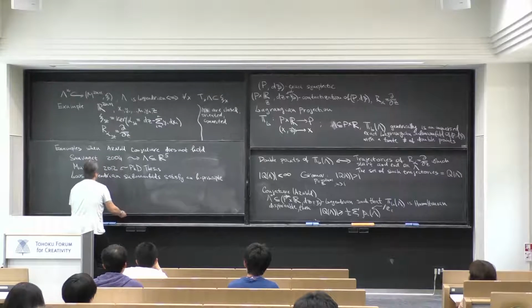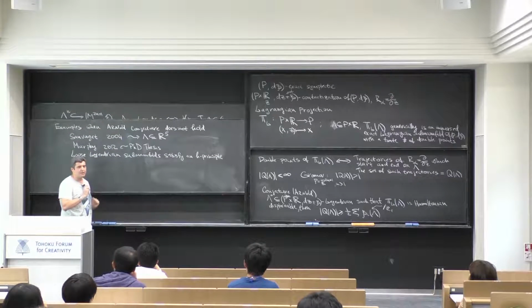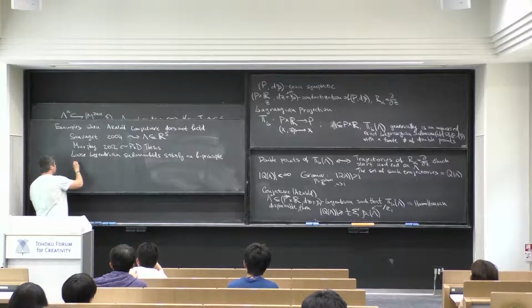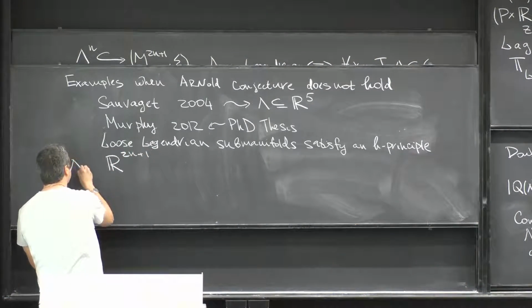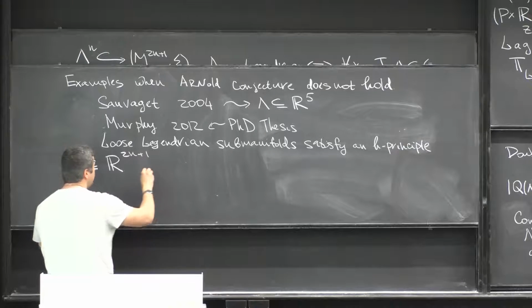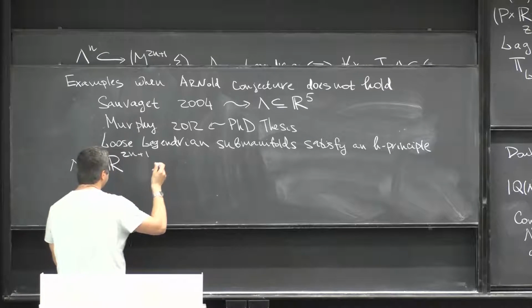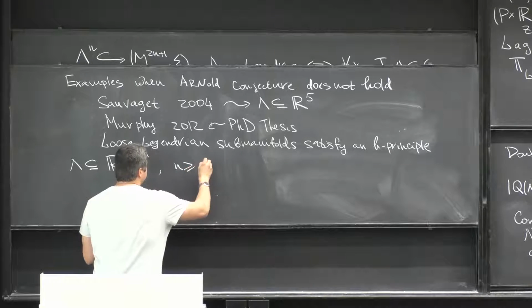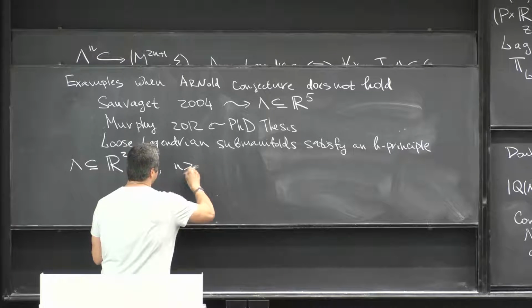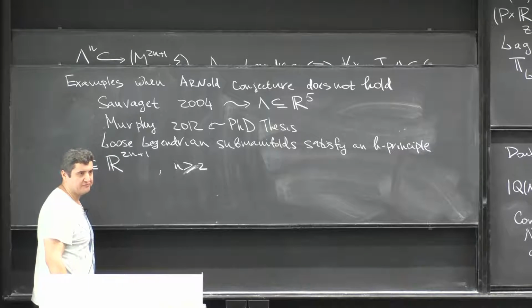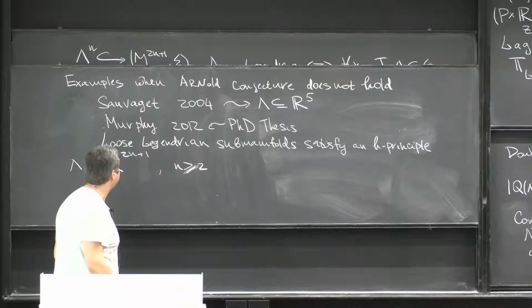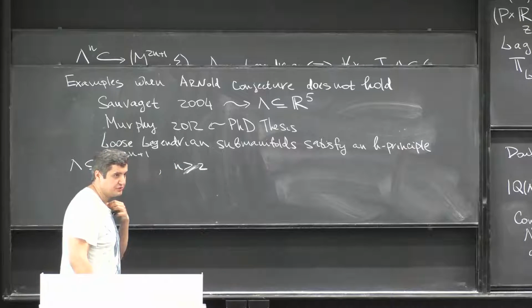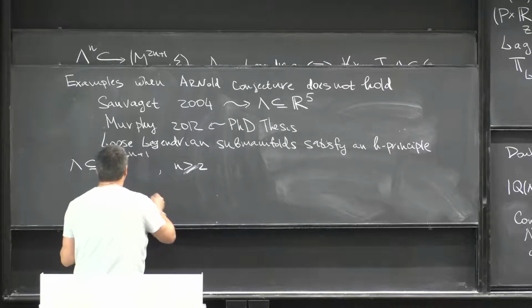And so these loose Legendrian submanifolds belong to the flexible side. So I think it's useful, let me say what these submanifolds are. So first of all, they exist. These Legendrian submanifolds exist in, let's say, Euclidean space, only starting from dimension 5. So in dimension 3, there are no such submanifolds which satisfy the h-principle.